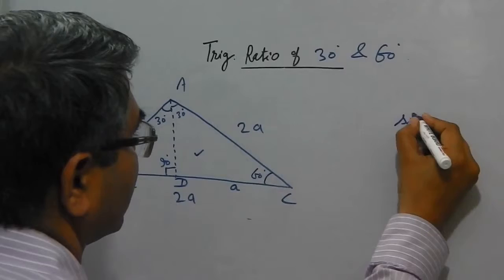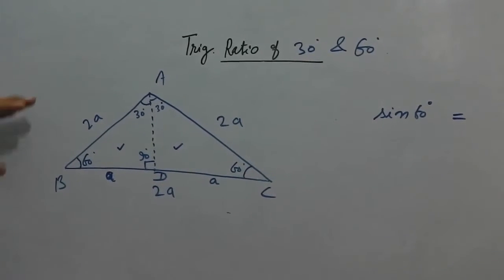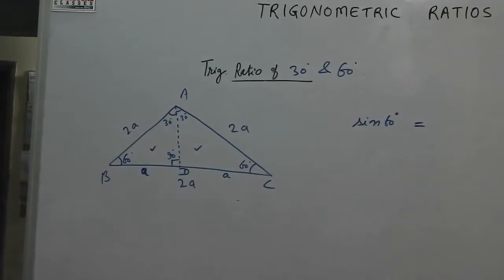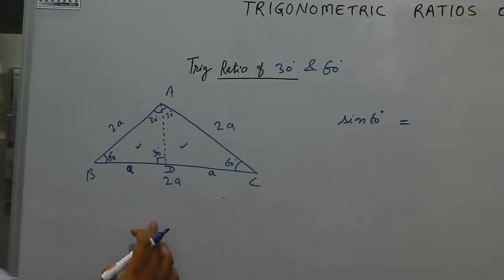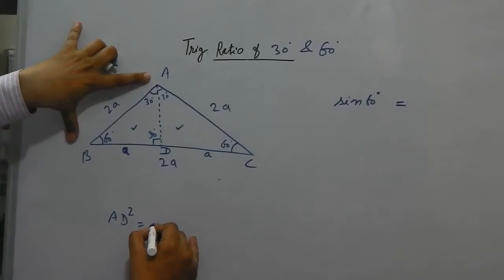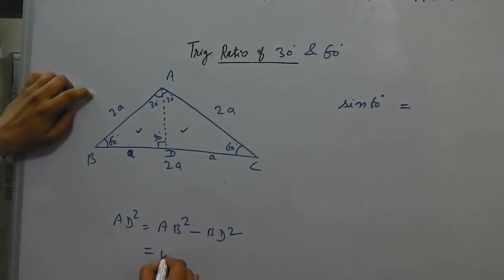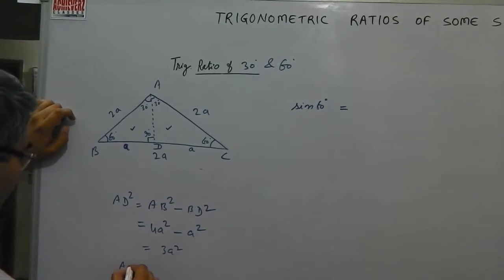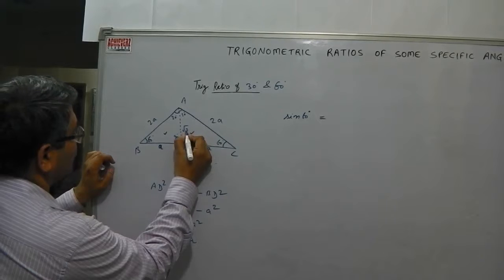So sine 60. What is sine? Just think, it is perpendicular over hypotenuse, and we can calculate the perpendicular. We haven't calculated the perpendicular, so we can do it again by Pythagoras theorem. So AD square will be AB square minus BD square. That means 4A square minus A square, 3A square. So AD will be root 3A. So this is root 3 into A.